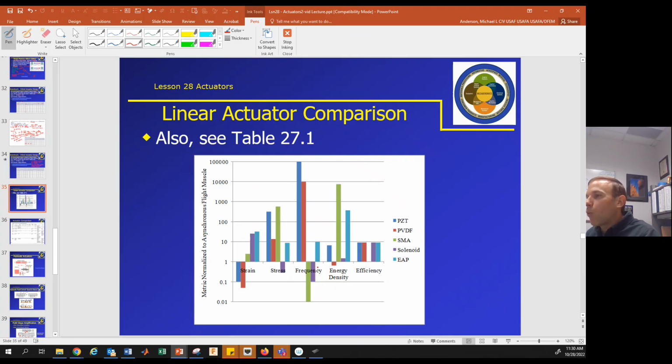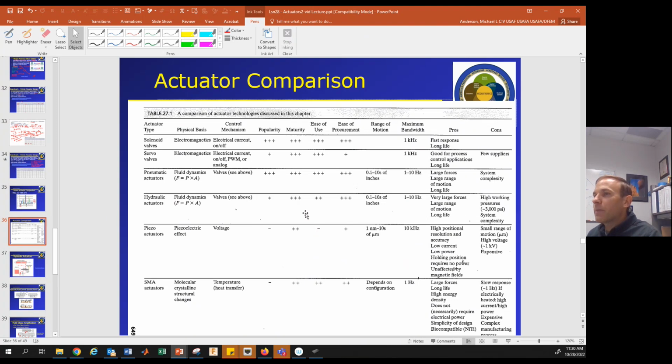This compares the shape memory alloy and the piezoelectric. If we compare blue to green, as I mentioned, for frequency, shape memory alloy is really bad and PZT is very good. For energy density, shape memory alloy is very good. For stress, shape memory alloy is very good. And for strain, so length of actuation, PZT is bad.